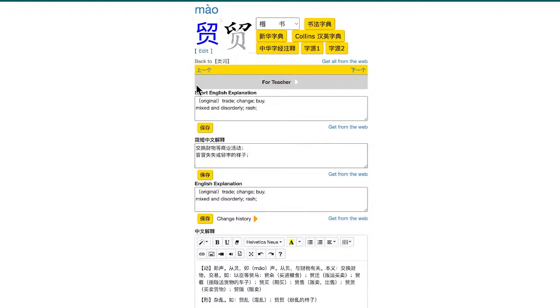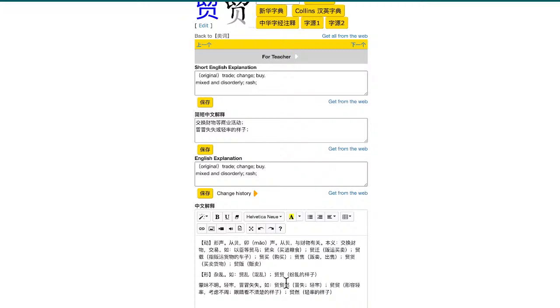And so you can see that this goes with the 贝, which is a shell on the bottom. I told you many times, every time you see a 贝 in a character, it must have something to do with money or trade, or property. Also, the second meaning of this character, used as an adjective, means mixed or disorderly, rash. Okay, disorderly, mixed, or rash.